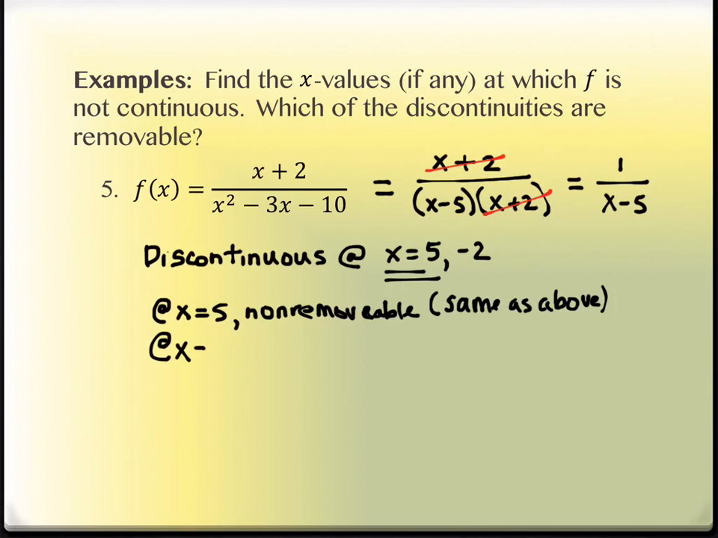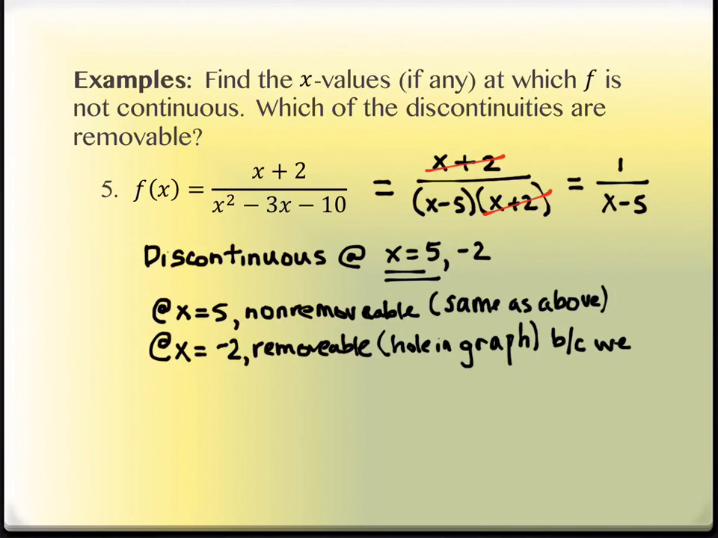So what's happening at x equal negative 2? There's a hole in the graph. It's removable, right? And how do we know? Yeah, it's because we actually were able to remove the factor causing that discontinuity, right? We were able to cancel it out. So because we were able to cancel out the x plus 2, giving us a 0 in the denominator.